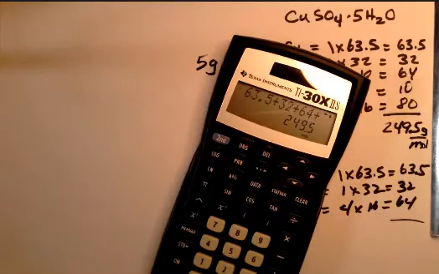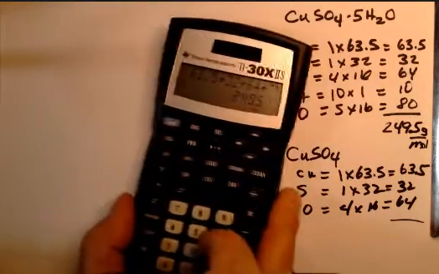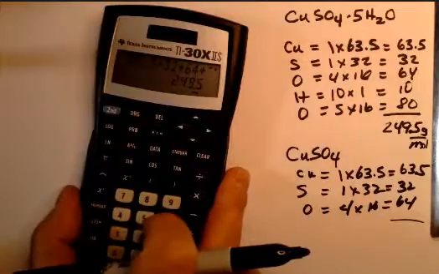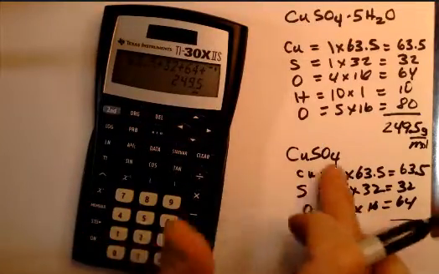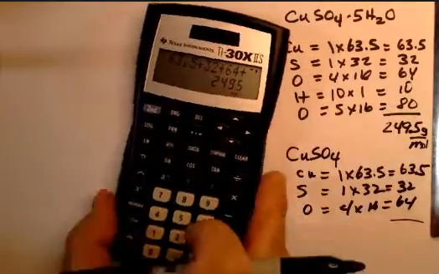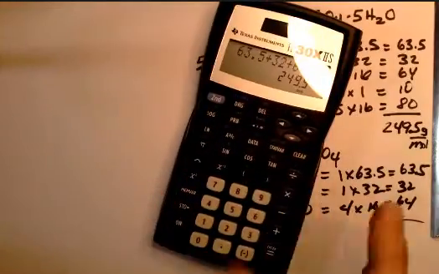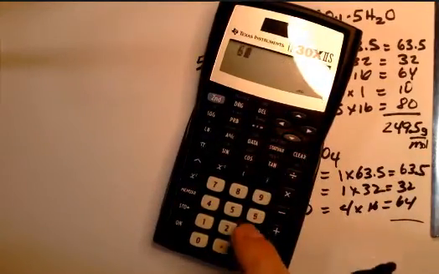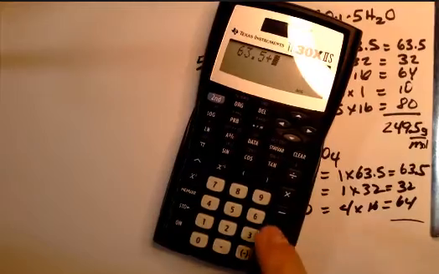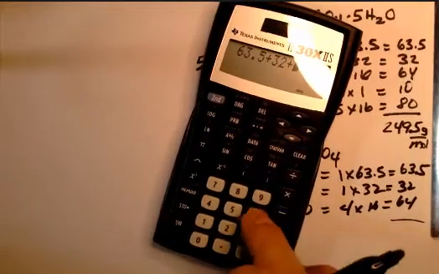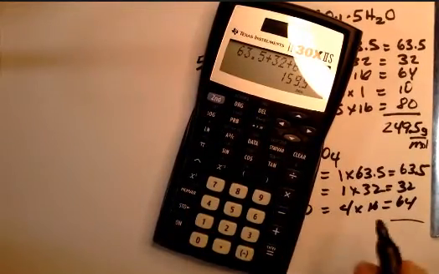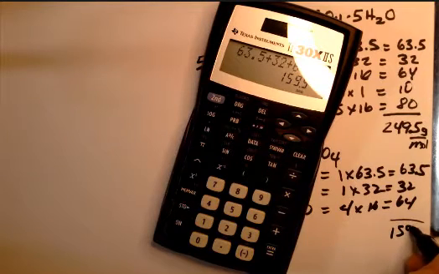Okay, that works. And what about the copper sulfate? By the way, that's copper 2 sulfate. All right, 63.5 plus 32 plus 64 equals 159.5 grams per mole.